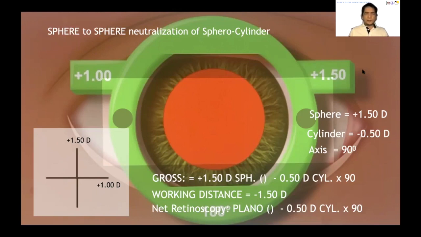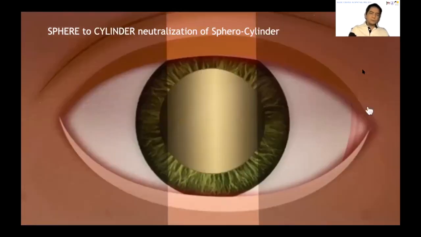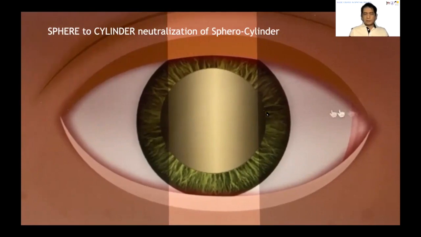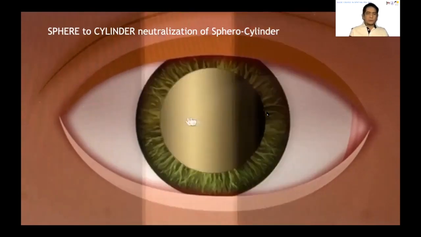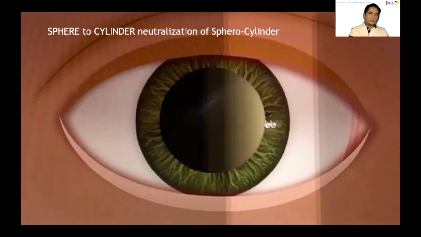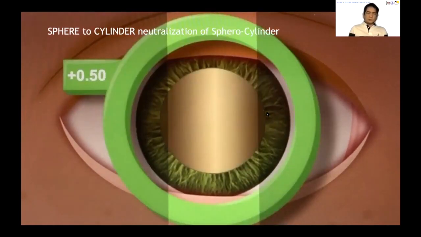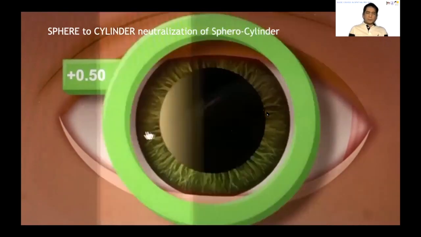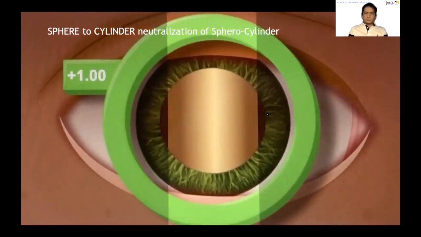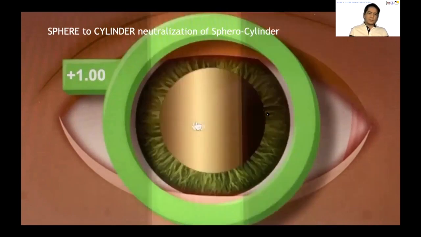Neutralizing two meridians, utilizing both spherical lenses. While in the second video, I will be showing you the sphere to cylinder technique. In the sphere to cylinder, first determine the two principal meridians. Here we have the primary meridian as with motion. You neutralize it first with the spherical lens.